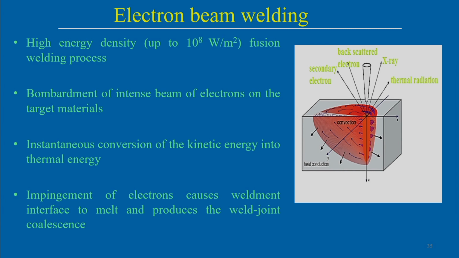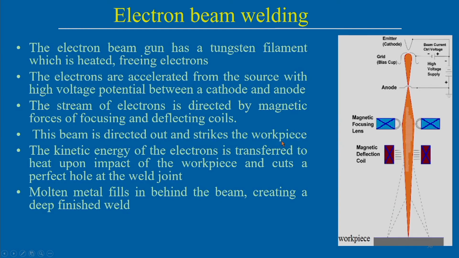Now, the impingement of the electrons causes the weldment interface to melt, and that produces the weld joint. So, it melts the interface with relatively high depth of penetration as compared to the laser welding process, and then two metallic surfaces can be joined by use of the electron beam welding process. But how does electron beam welding basically work? In this case the electron beam gun normally has a tungsten filament, the source of the electrons, which is heated to such a temperature that it frees the electrons.